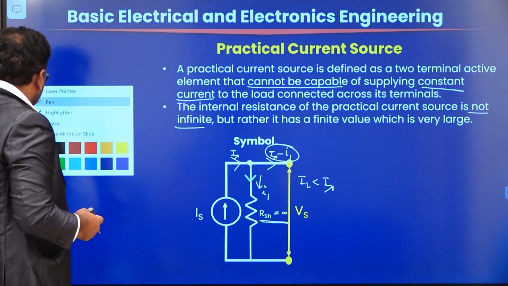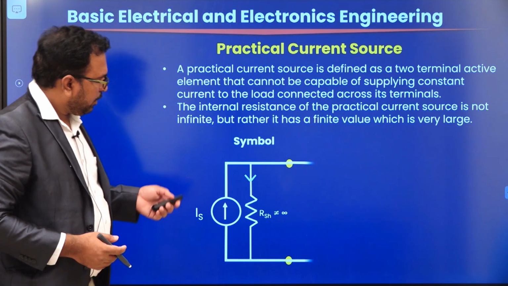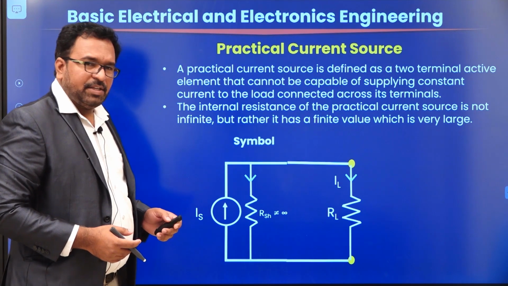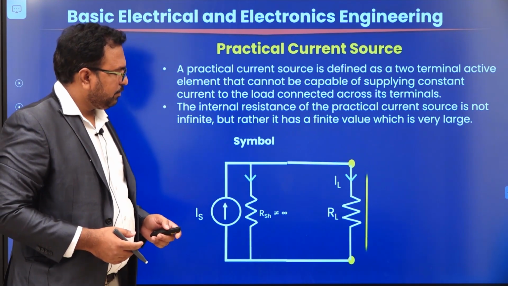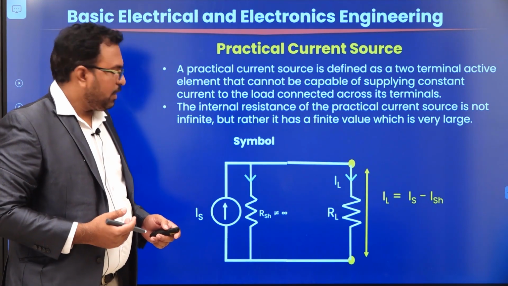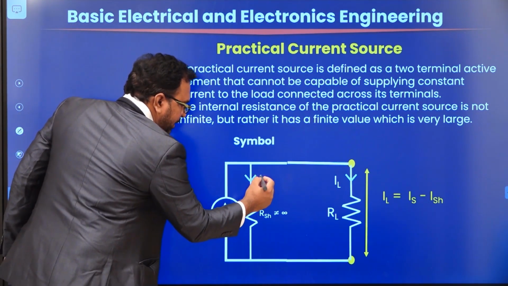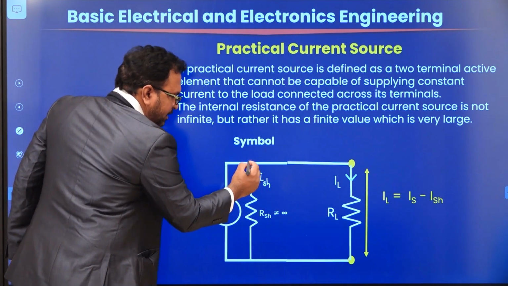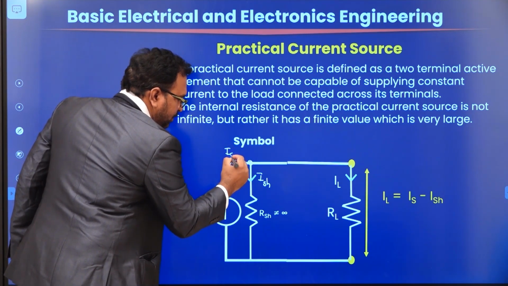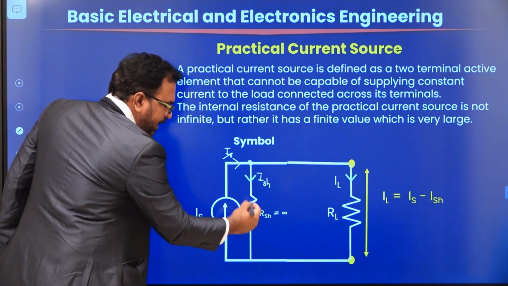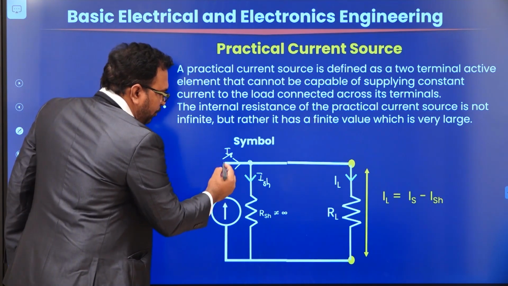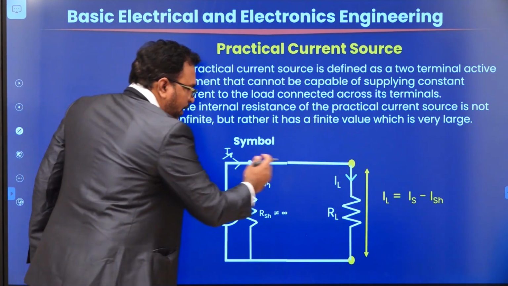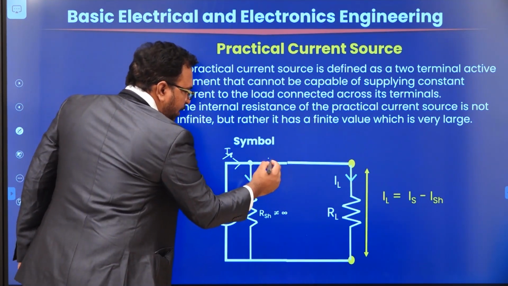Let us discuss that condition also. Suppose I connect a load, one resistor here, and assume that the resistance value is RL and the current flowing through it is IL. Now obviously, what is the value of IL? Assume that the current here is ISH and the source current is Is. At this junction, the current coming from the source is Is and the current flowing into the internal resistance is ISH. So what is the remaining current coming out of this?